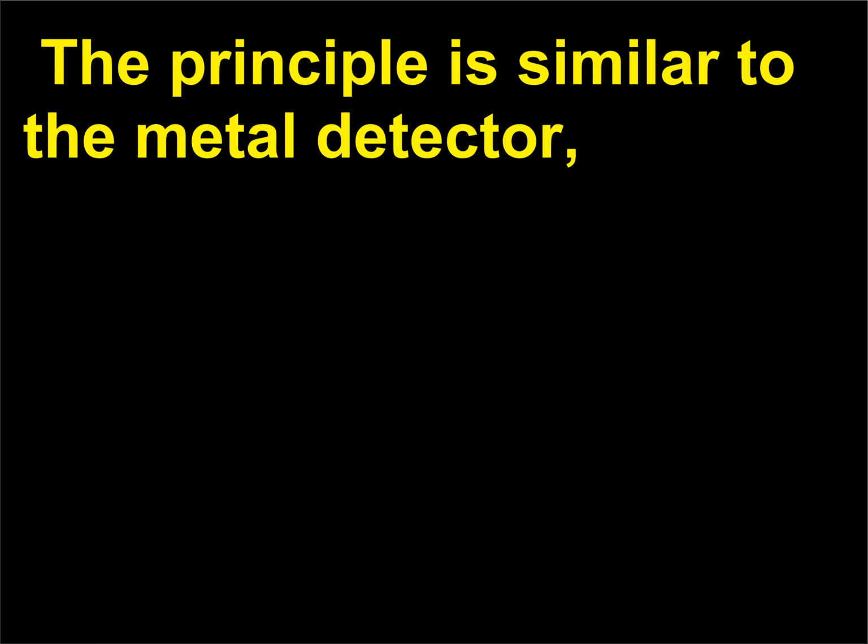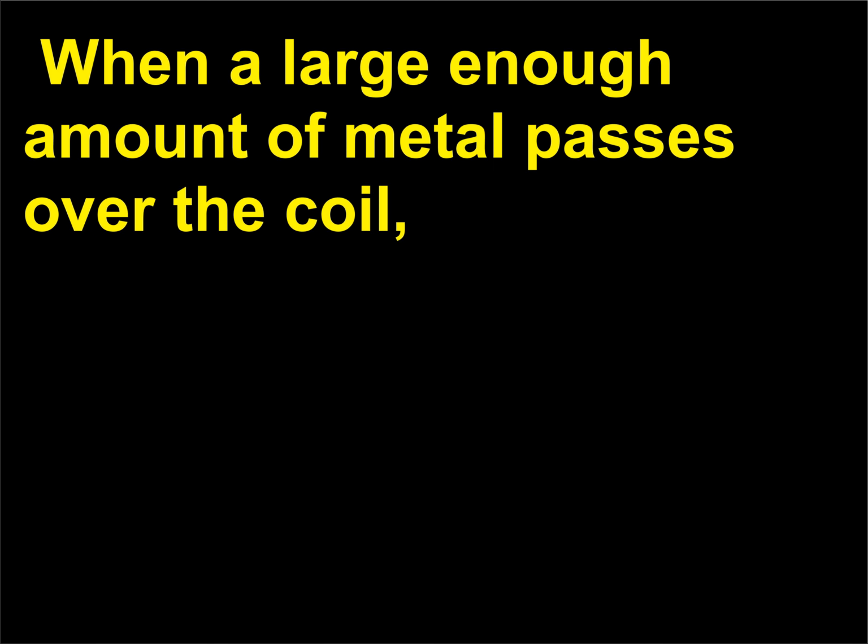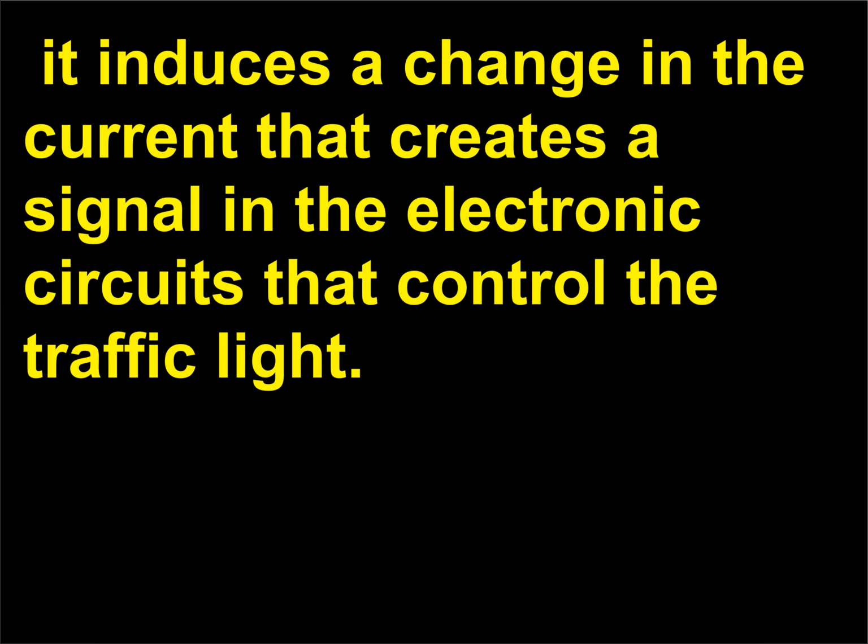The principle is similar to the metal detector, in that there are coils of current carrying wire just below the road where the vehicles stop at the intersection. When a large enough amount of metal passes over the coil, it induces a change in the current that creates a signal in the electronic circuits that control the traffic light.